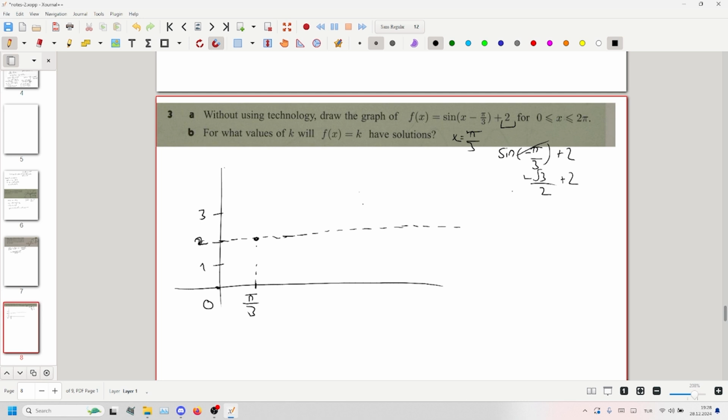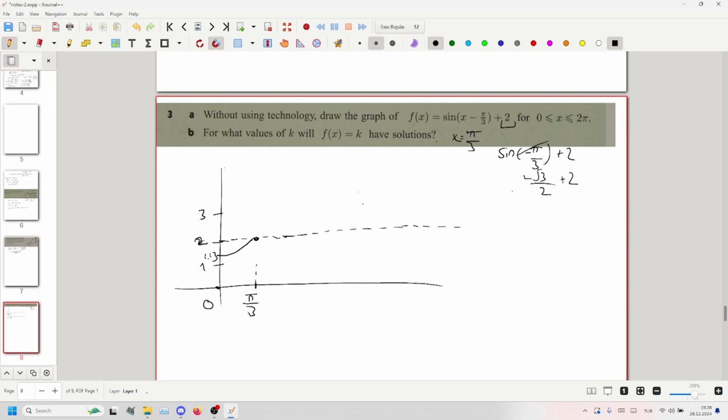What is the value of that? Let me calculate it. That is 1.13 something. Yeah, it'll be something here. So our function will go like this.